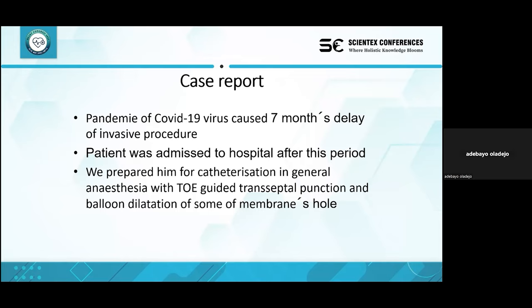But the pandemic of coronavirus caused a 6-7 months delay in preparing the invasive procedure. The patient was admitted to hospital after this period. We prepared him for catheterization in general anesthesia with transesophageal guided puncture of the septum between the right and left atrium, and preparing for balloon dilatation of the membrane's hole.